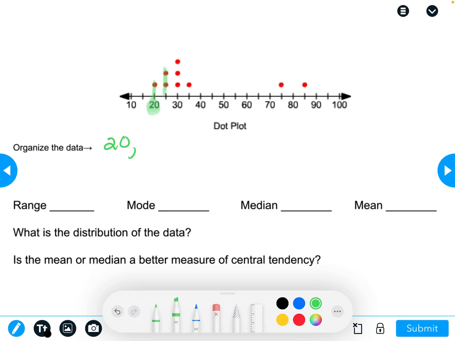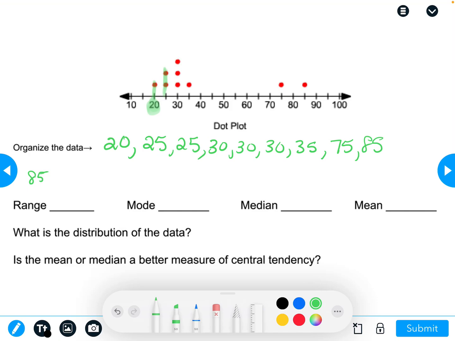Then I have 2 dots at 25, so I have a 25 and another 25. We have 3 dots at 30, so we're going to list 30 3 times. 1 at 35, 1 at 75, and lastly 1 at 85. So I listed my data. The range of my data is going to be 85 minus 20, which gives a range of 65.